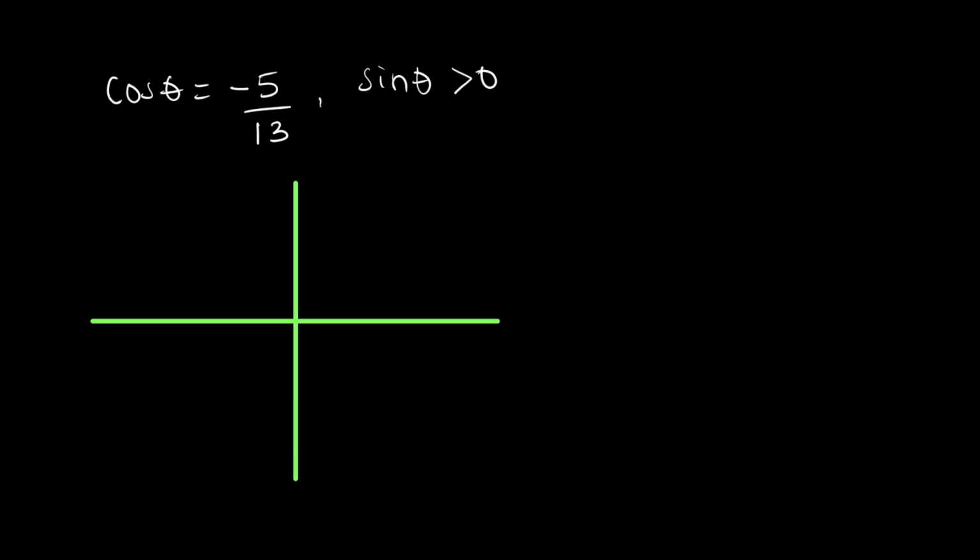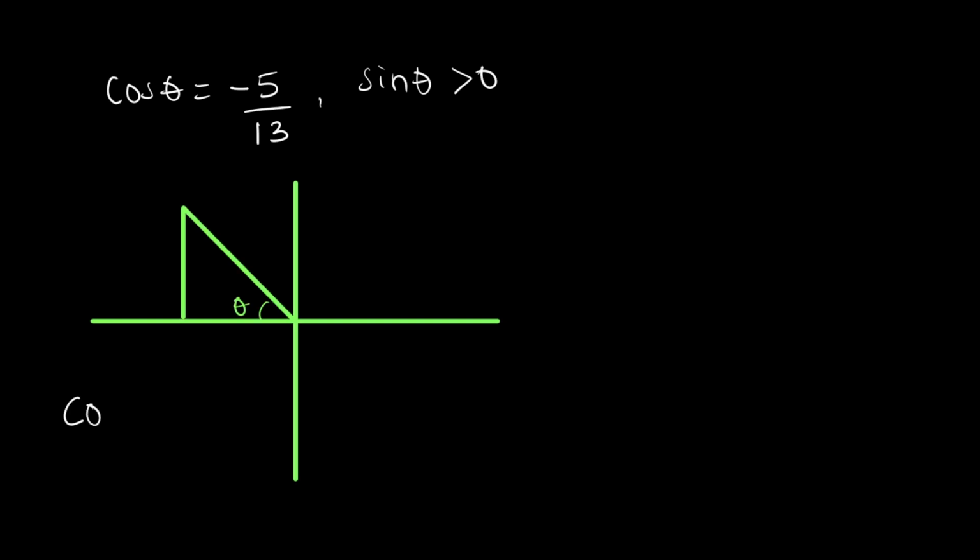Now, let's proceed to the next question. We are given that cos theta is equal to negative 5 over 13, given that sine theta is greater than 0. We have to find sine theta. Now, our quadrant is as shown. From the question, we can notice that cos is negative and sine is greater than 0, which means that sine is positive. Now, if you look at the quadrant, you see that that falls in quadrant 2.